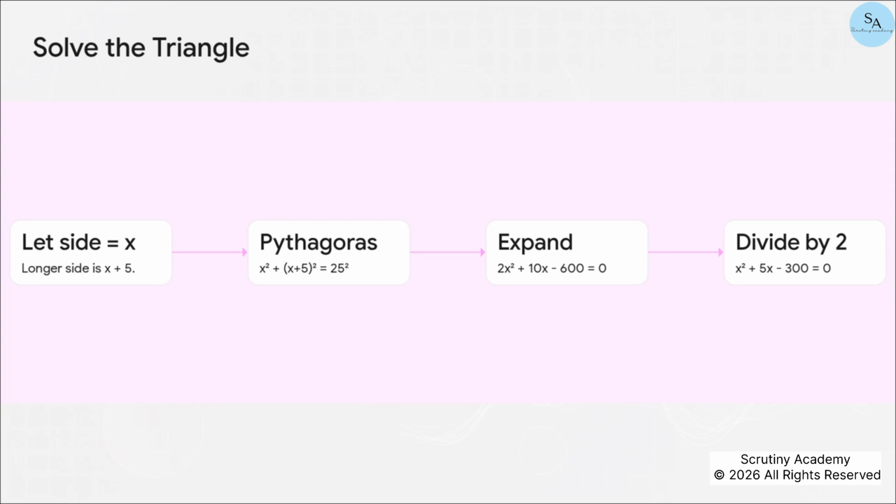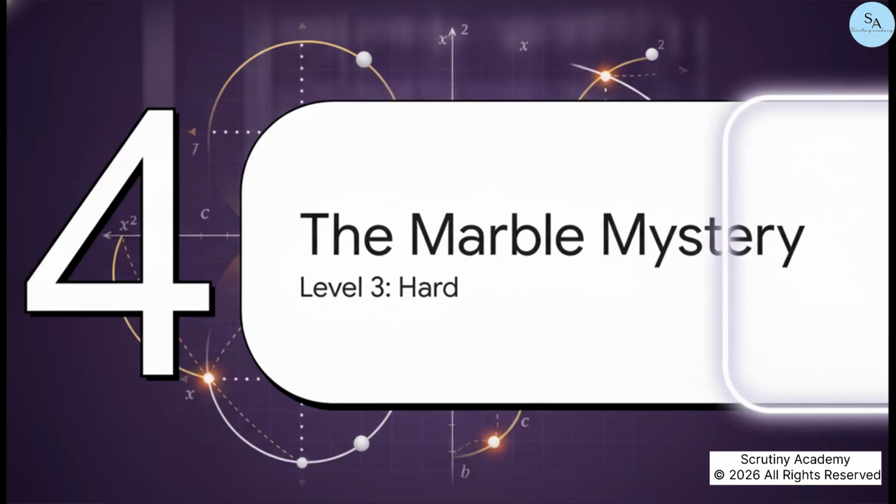All right, let's expand this calmly. We get x squared plus 10x plus 25 equals 625. Combine your like terms, and we're looking at 2x squared plus 10x minus 600 equals 0. Now, do you notice how all those numbers are even? We can actually divide the entire thing by 2 just to make it cleaner. And look at that! We arrive right back at our comforting, familiar standard form. X squared plus 5x minus 300 equals 0. Beautiful, right?